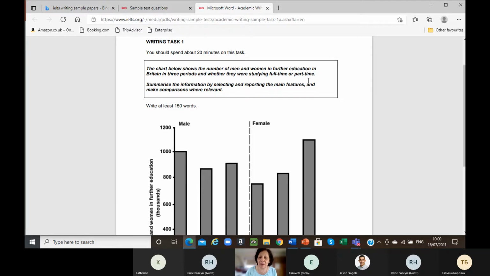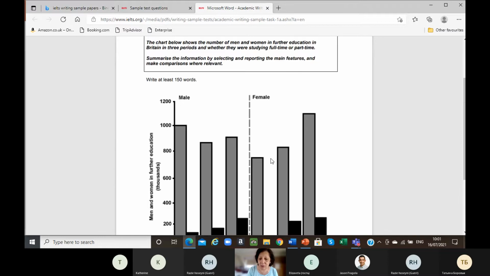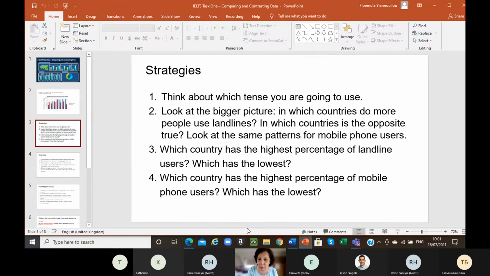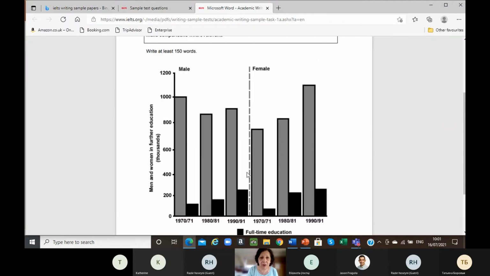Now, the point is you have to compare and contrast the data in the graph, and you will see this. I'm going to show you a PowerPoint in a moment, so we'll look at it a bit more closely in my PowerPoint. But if you look here, that will be 150 words, and you're expected to spend 20 minutes on that essay. So that's the first one.